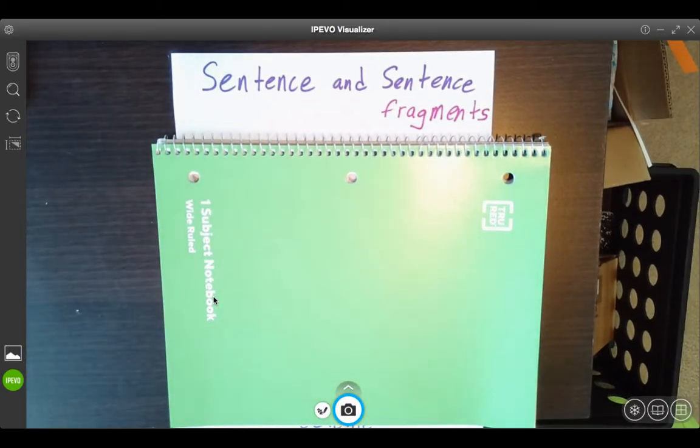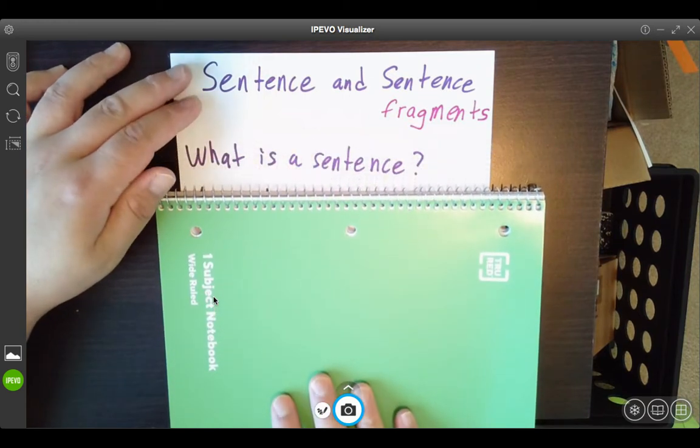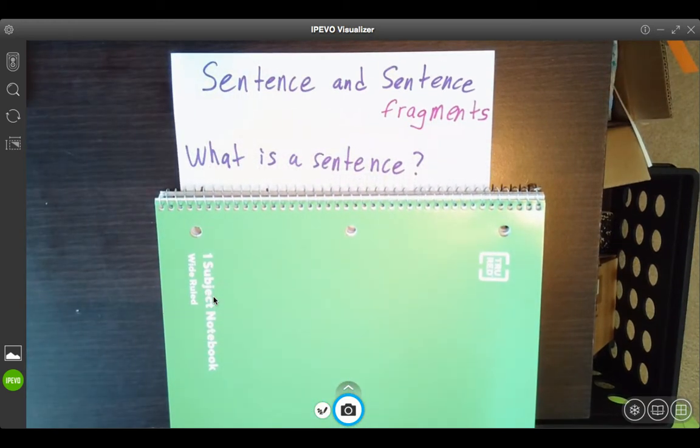We're going to talk to you today about sentences and sentence fragments. This will help you with your writing along with your grammar. Let's briefly talk about what is a sentence. I'm sure you've been practicing sentences from kindergarten all the way to third grade. Let's make sure we understand clearly what a sentence must have.